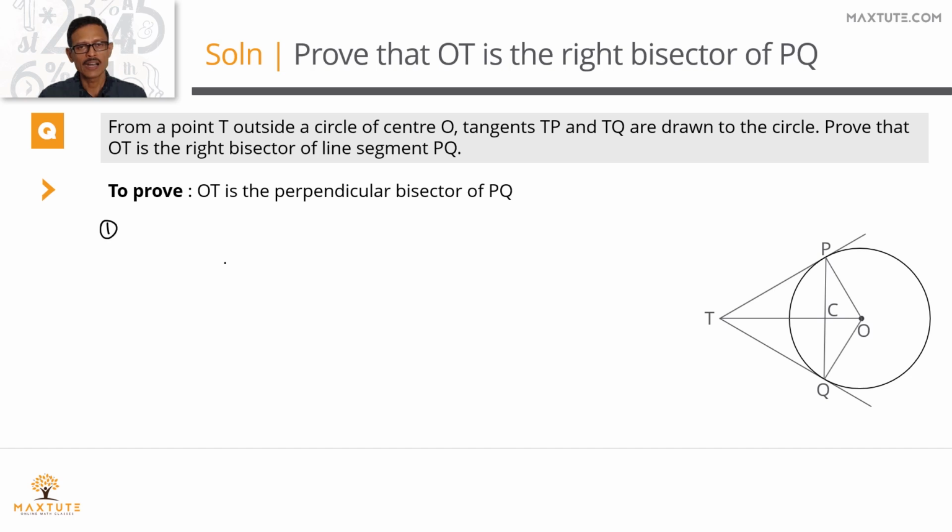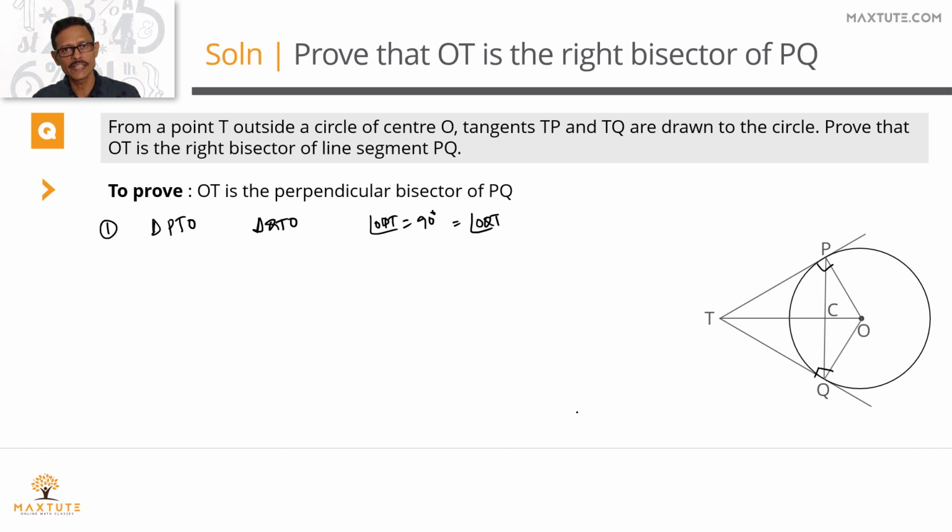Let's start with the first step. In step 1, I'm going to establish congruence between these 2 triangles. I'm going to start with triangle PTO and triangle QTO. I'm going to establish congruence as follows. OP is the radius to a circle, PT is a tangent to the circle. At the point where the tangent meets the circle, the radius and the tangent are at right angles to each other. So angle OPT is equal to 90 degrees. The same can be said for angle OQT. So this is also equal to 90 degrees.